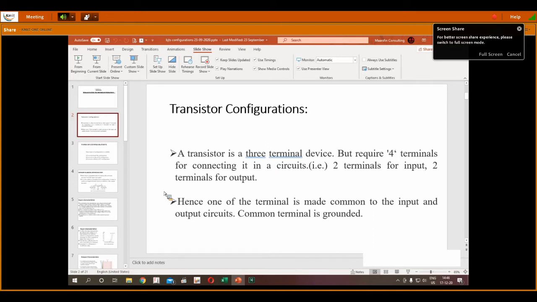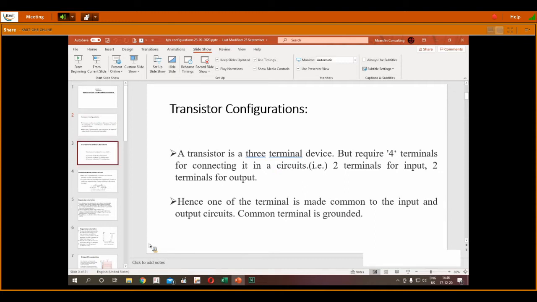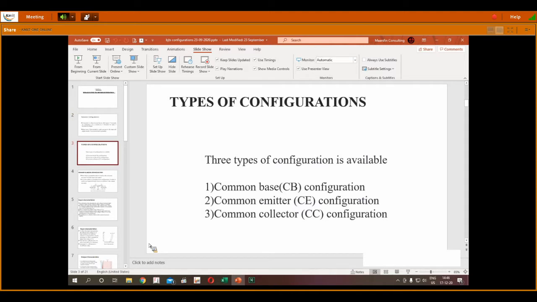So as we already know, a transistor is a 3-terminal device, but it requires 4 terminals to find your input and output characteristics. 2 terminals for your input, 2 terminals for the output. Hence, one of the 3 terminals must be connected as a common terminal between your input and output. So hence, we have a total of 3 configurations, and for these 3 configurations, we have to discuss the characteristics of each one. Okay, right.